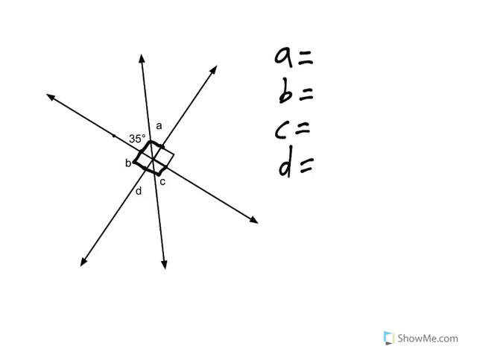So I know right away that this B right here is going to be 90 degrees, right? And it's vertical to 90 degrees. All right, so that's something I can find right away.